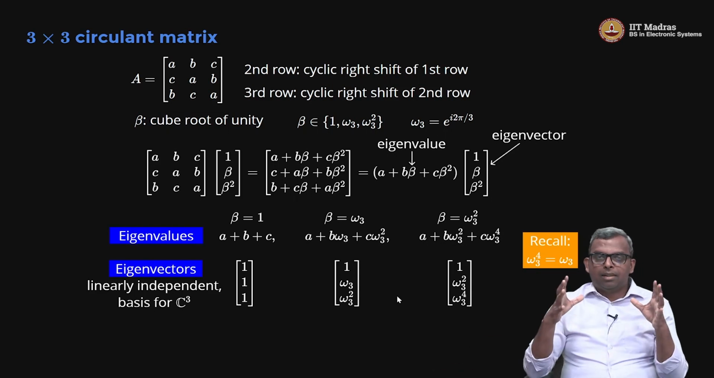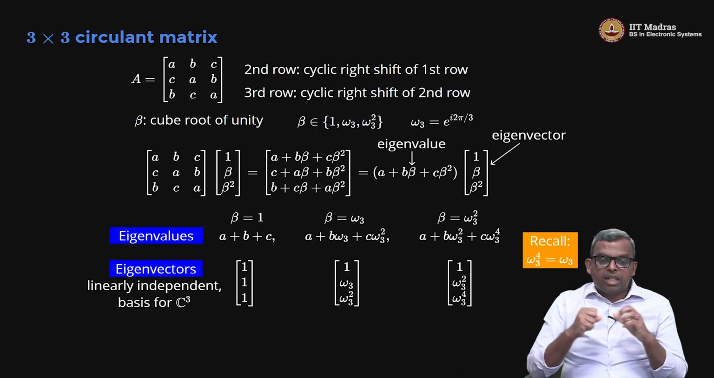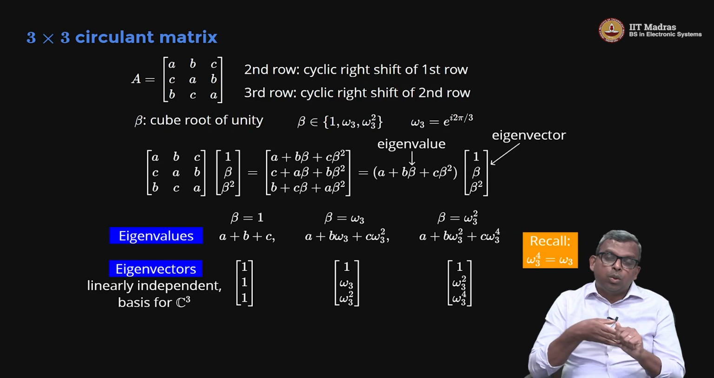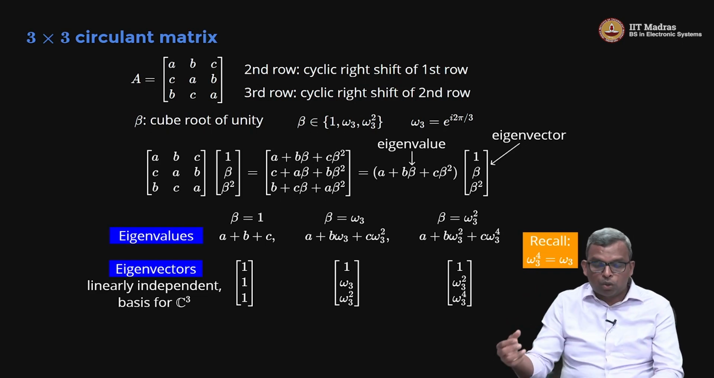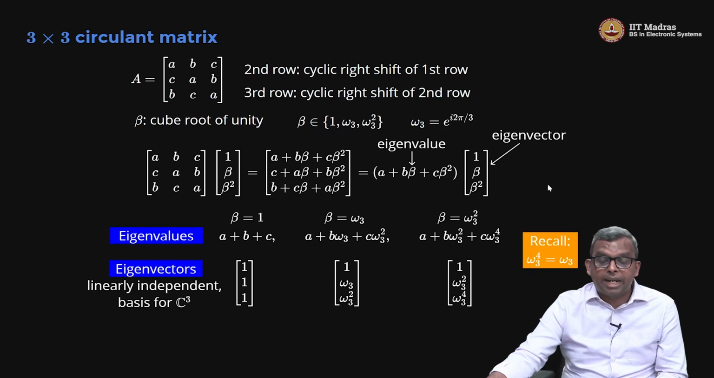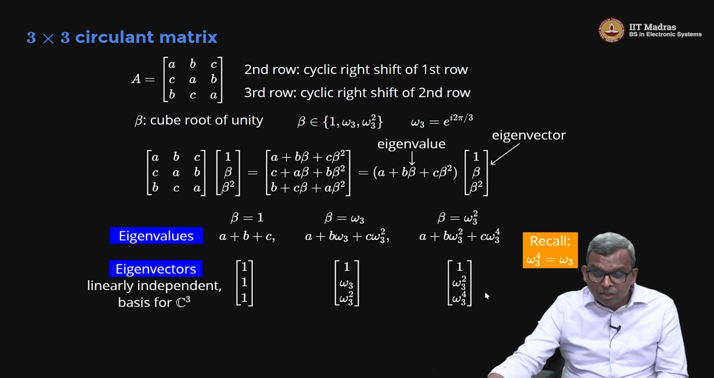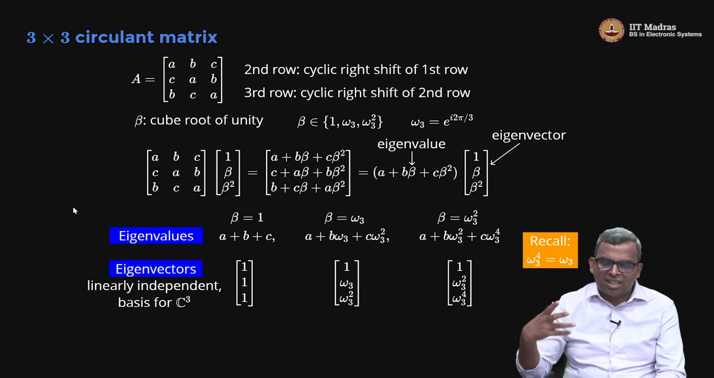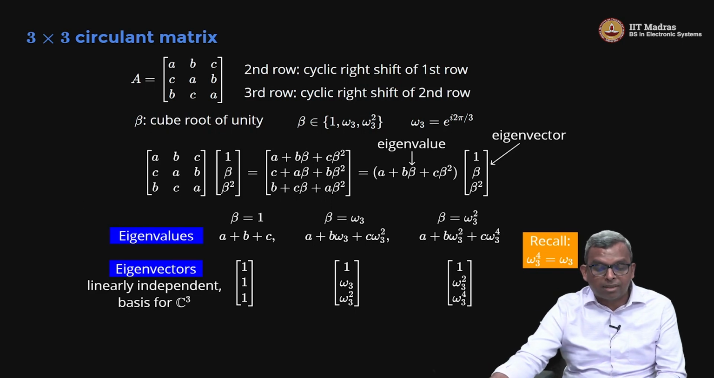So this is a very clean idea for 3 by 3 circulants, and this can be extended to n by n circulants also. The later lecture will show you how to do that. But this is the important idea here. What is very, very clean is that the eigenvectors do not depend on A, B, and C. I have always found that very fascinating. The eigenvectors for a circulant matrix do not depend on A, B, C. They are independent of it. Whatever A, B, C may be, the eigenvectors are the same.